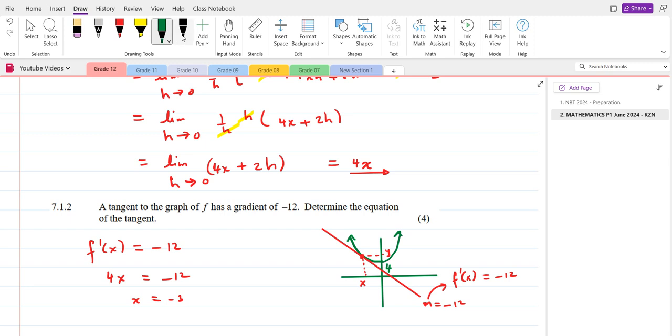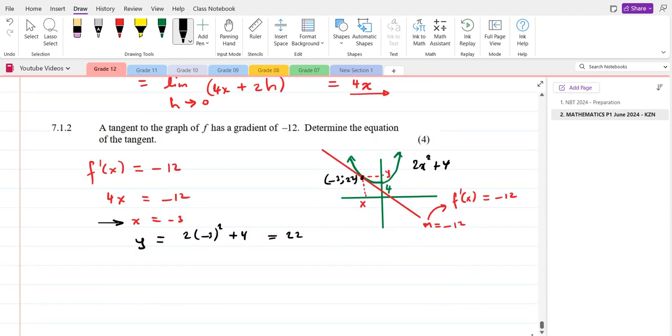Right. So x is equal to negative 3. So what's the y value? You need to take negative 3 and substitute it into 2x squared plus 4. So the y value is 2 into negative 3 squared plus 4. Negative 3 squared is 9. 9 times 2 is 18, plus 4 is 22. So what's the point of contact? Negative 3 and 22.